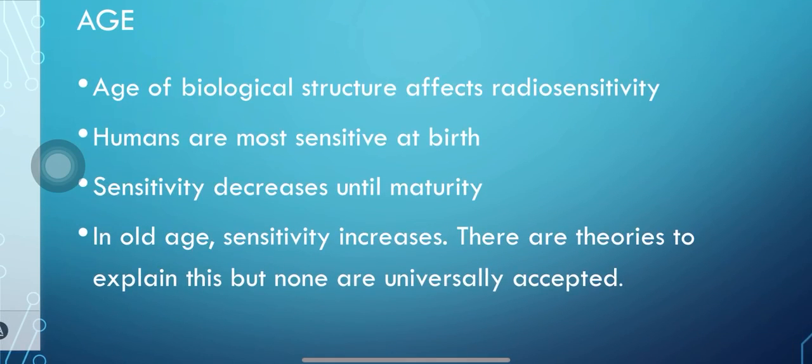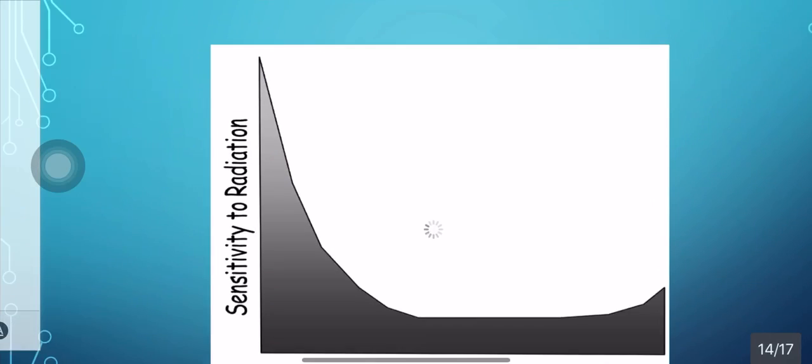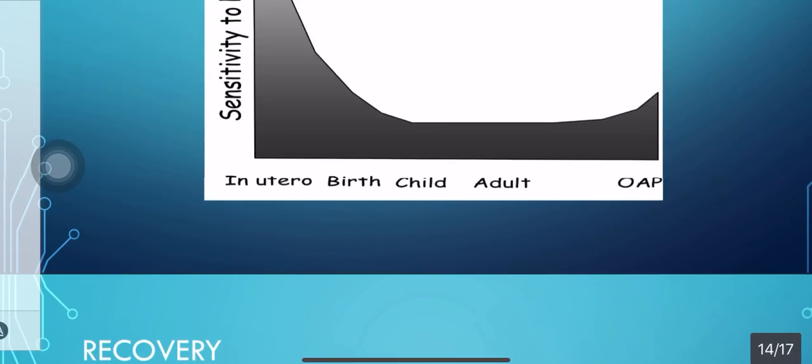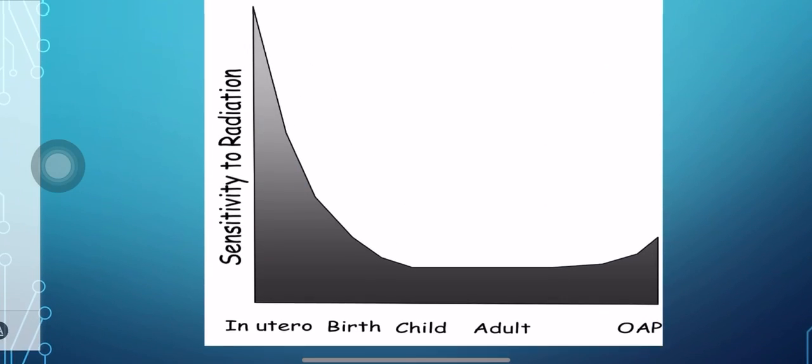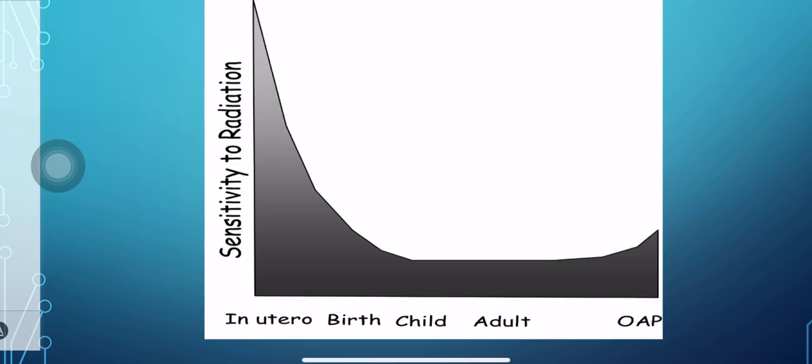Age. Age of the biological structure affects radiosensitivity. Humans are most sensitive at birth, and sensitivity decreases until maturity. In old age, sensitivity may increase again, but this is unimportant. This graph shows the sensitivity to radiation, and it decreases till adult life.